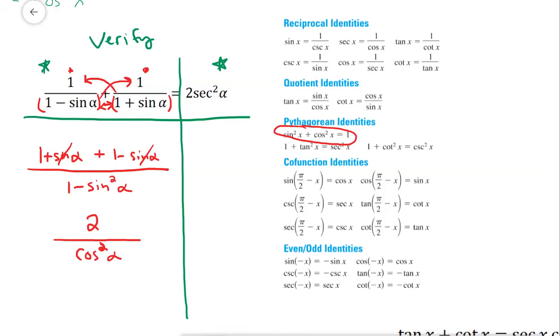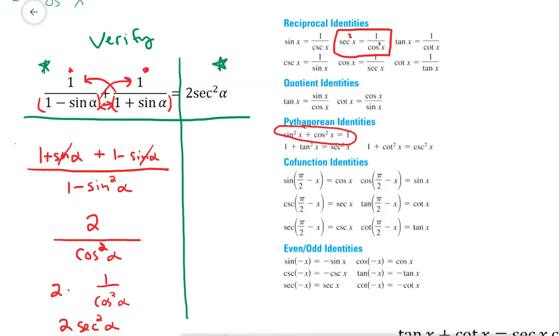Now, notice what I can do is this 2 can come out front. It's times 1 over cosine squared of alpha. Well, guys, 1 over cosine, let me look through here. I'm trying to find 1 over cosine. It's right here. 1 over cosine is equal to secant. Well, if I square that, it's no different. 1 over cosine squared is secant squared. This is just 2 times secant squared of alpha.